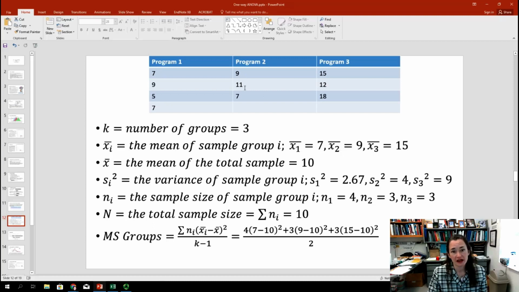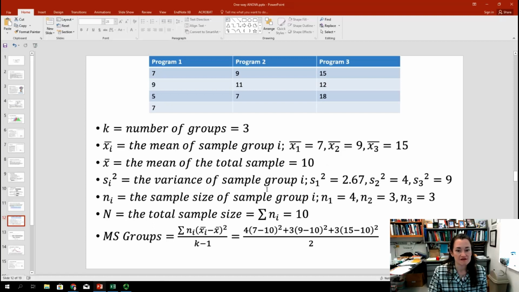The mean of 9, 11, and 7 from program 2 is 9. So x2 bar is 9. The mean of 15, 12, and 18 from group 3 is 15. So x3 bar is 15. X bar would be the mean of all 10 of these numbers. And if you average all 10 together, then the mean of the total sample, x bar, is equal to 10.